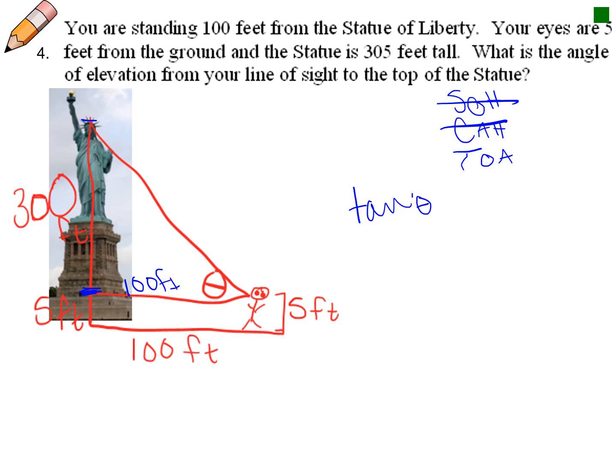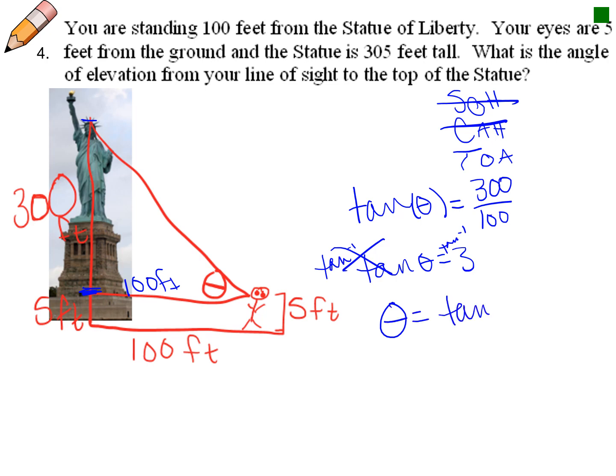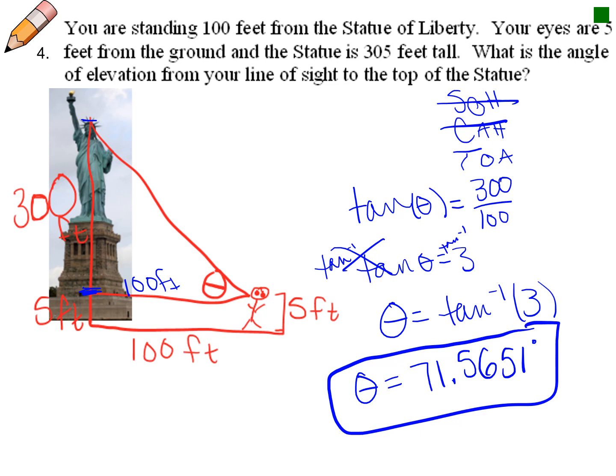So tangent of theta, opposite over adjacent in regards to theta, gives me 300 over 100. 300 divided by 100 is 3, so tangent of theta is 3. In order to get theta alone, I have to take inverse tangent, or tan inverse, of both sides. That's going to cancel this out. I'm going to get theta is equal to the tangent inverse of 3. So my degree measure for theta is approximately 71.5651 degrees. And that is our final example and our final answer.